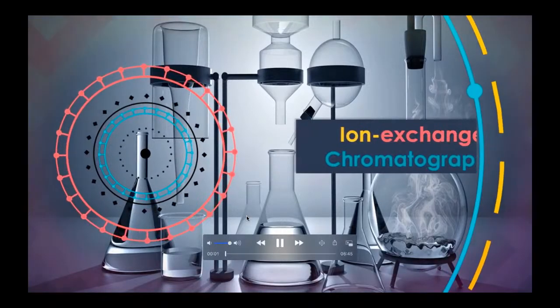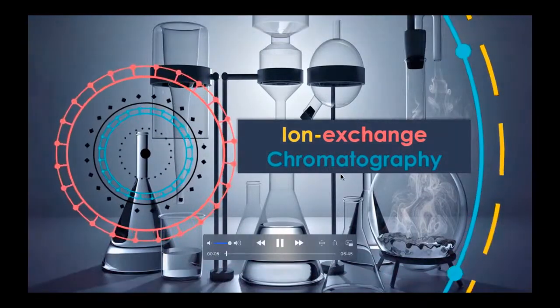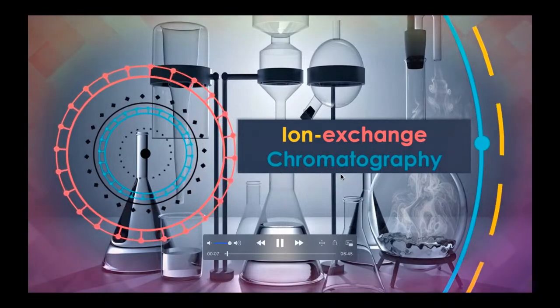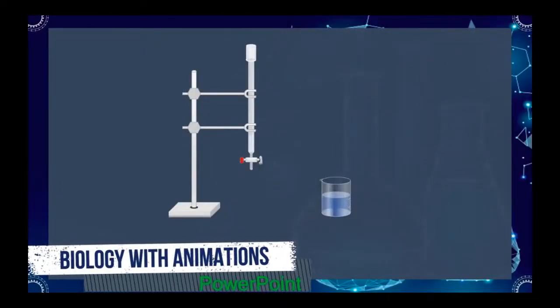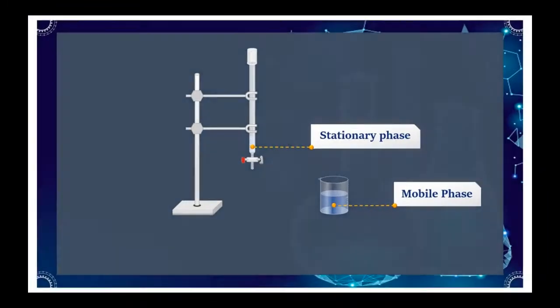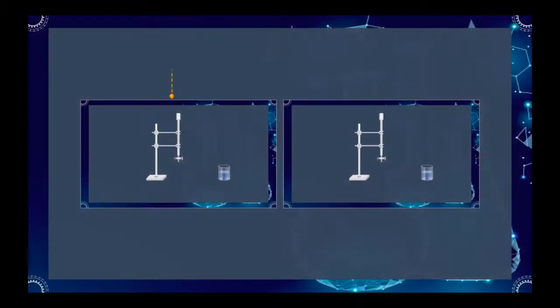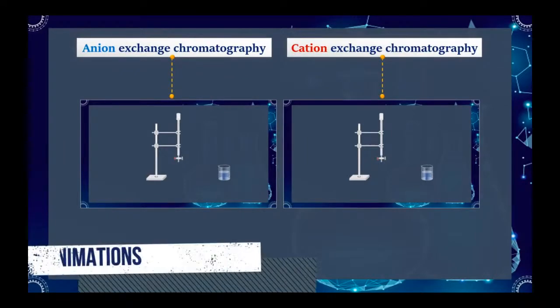Ion exchange chromatography is a chromatography separation of ions and polar molecules based on their charge. As with other forms of chromatography, in ion chromatography there is a mobile phase, which generally consists of a buffer solution, and a stationary phase, which consists of a matrix that contains charged ionizable functional groups. This type of chromatography is subdivided into anion exchange chromatography and cation exchange chromatography.